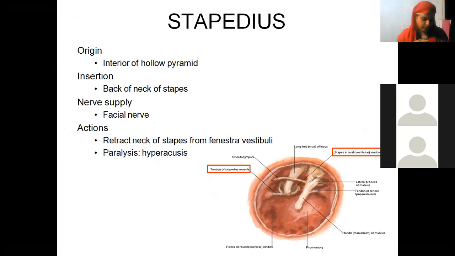Development, embryology, we are going to discuss later.